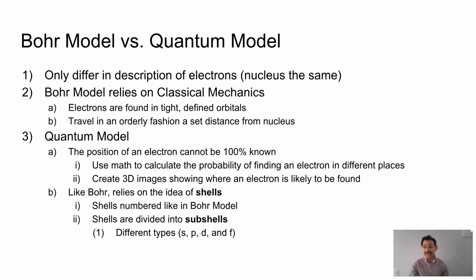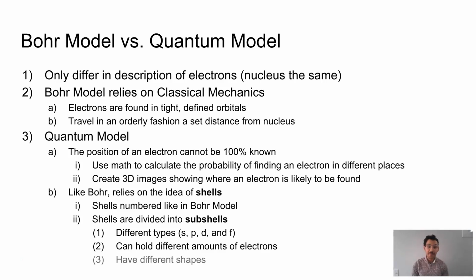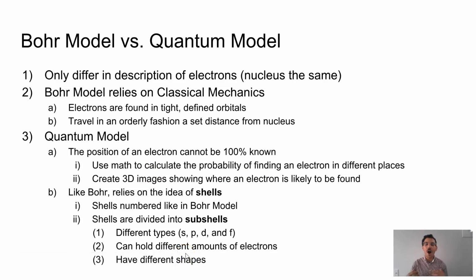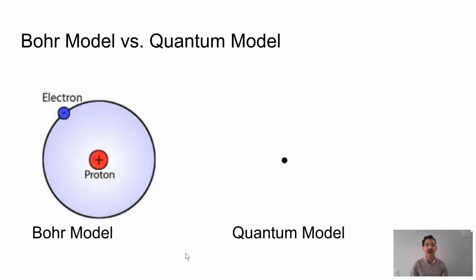The S, the P, the D, and the F subshells. And each can hold their own specific amount of electrons. This is where the quantum model gets a little bit complicated. Also, as I mentioned, we can do these 3D images for where the electrons are likely to be found. All of our different S, P, D, and F subshells have different shapes. And that's pretty nifty.